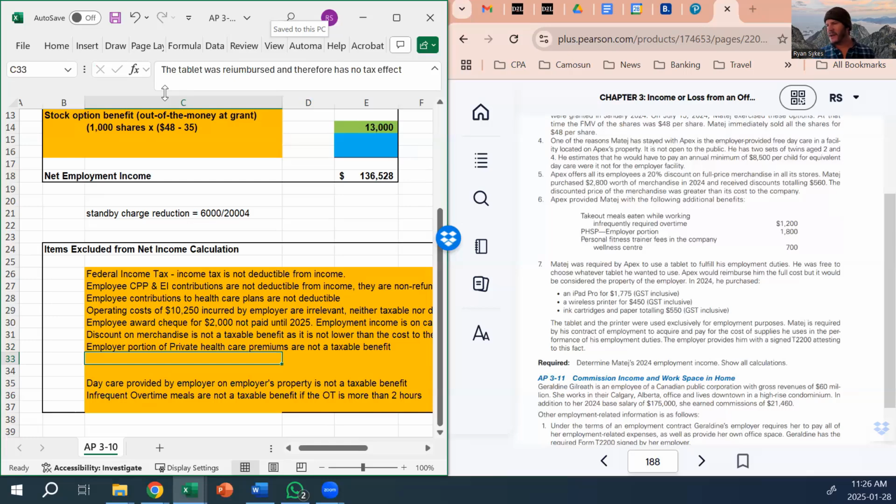Again, he gets some stuff here. There's value associated with this for sure. $1,800 of value, doesn't have to pay tax on it, right?